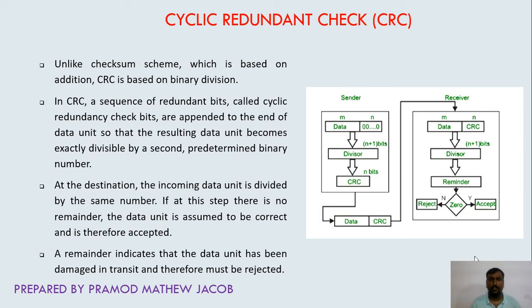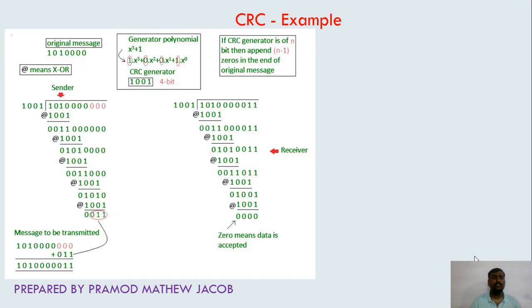So let's understand this concept with a problem. This is the original message that we want to send, 10100000. In CRC, we will use some generator polynomial to generate the CRC value. The CRC generator here is x cube plus 1, so it can be rewritten as 1x cube plus 0x square plus 0x raised to 1 plus 1x raised to 0. That is, the coefficients of second degree and first degree are not defined, so they can be assumed as 0.